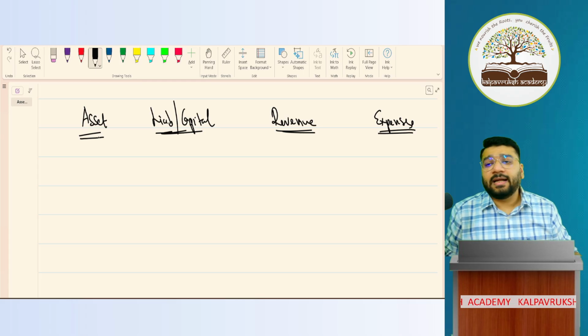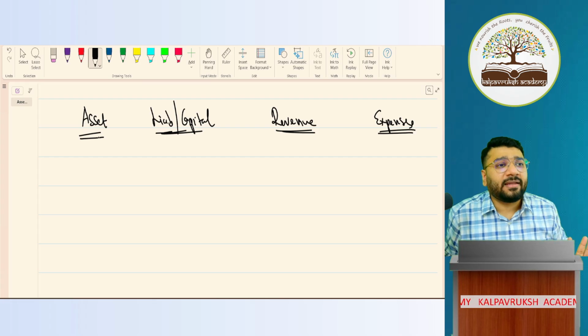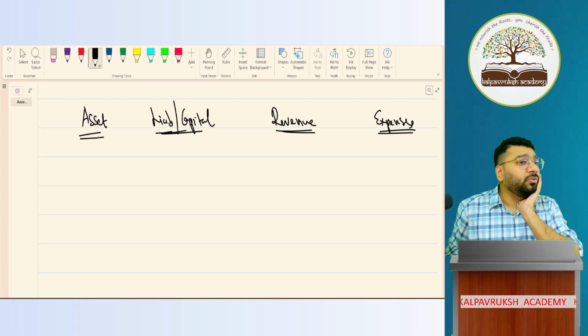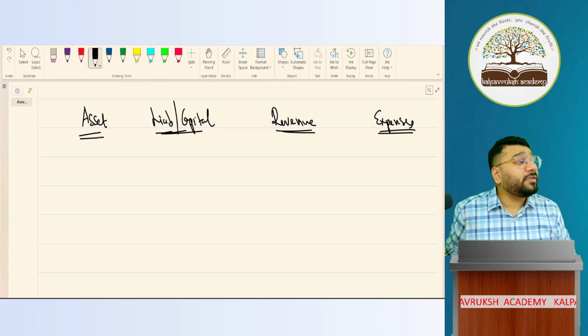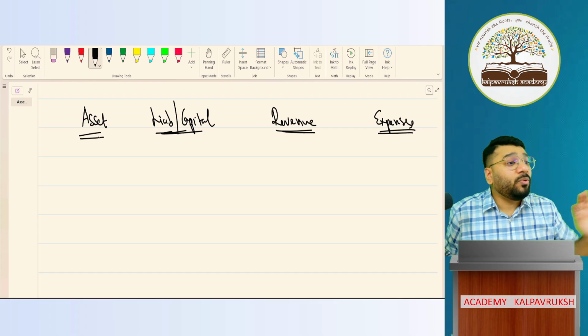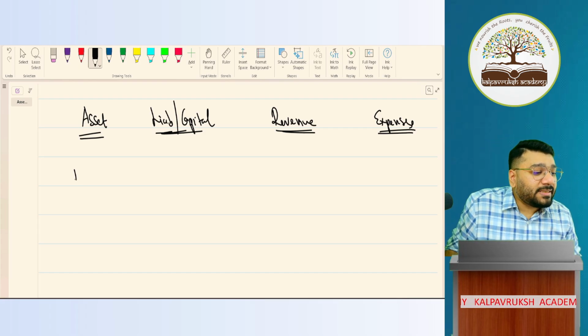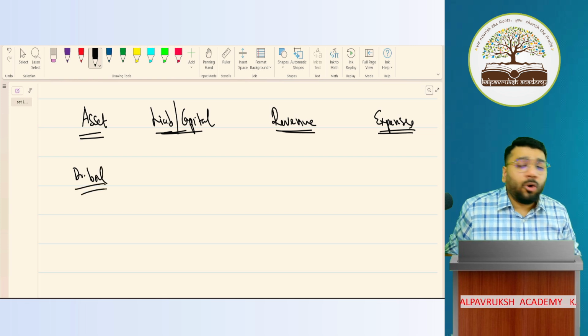So modern rule says that any account you take, you will be able to classify under any of these five categories. Got it? Now what is the rule? Before applying the rule, you have to see what is the nature of balances for each of these items. So can you please tell me what is the nature of balances for asset? Asset is debit balance.